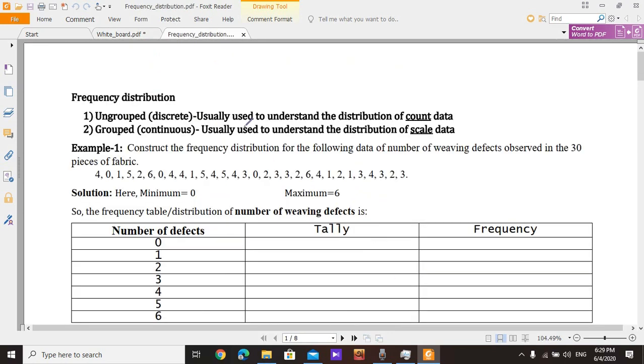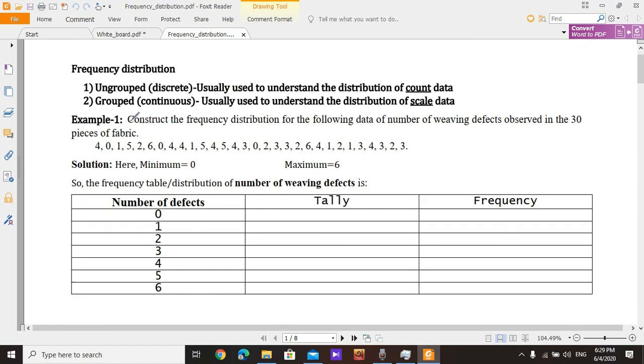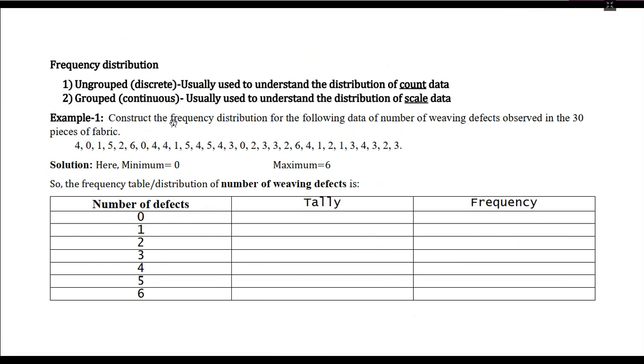In the first example, I will show how to create a frequency distribution from discrete data. Here I consider data which denote the number of weaving defects observed in 30 pieces of fabric. Here are the numbers of defects. Suppose in the first fabric we have 4 defects, in the second fabric we have no defects, so 0 is the number of defects, and so on.